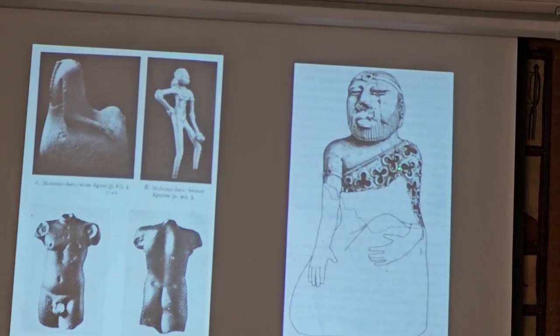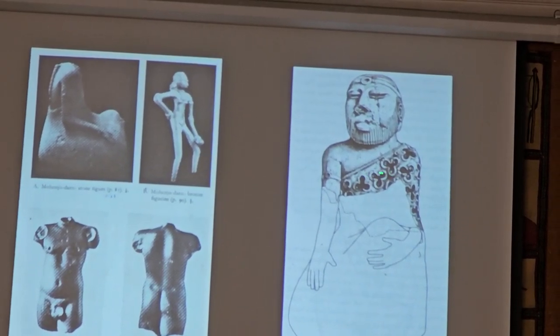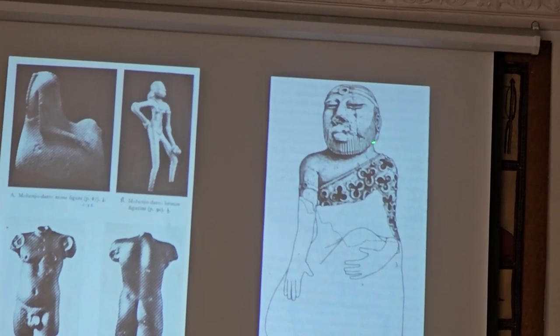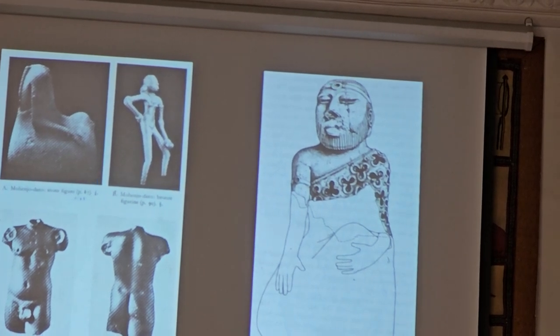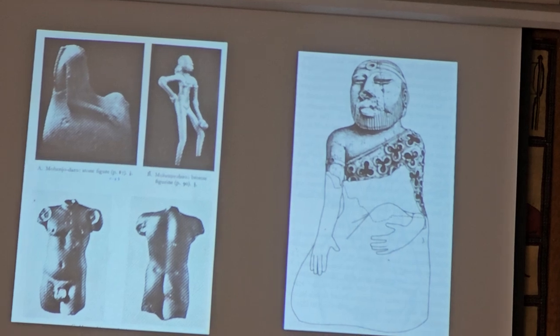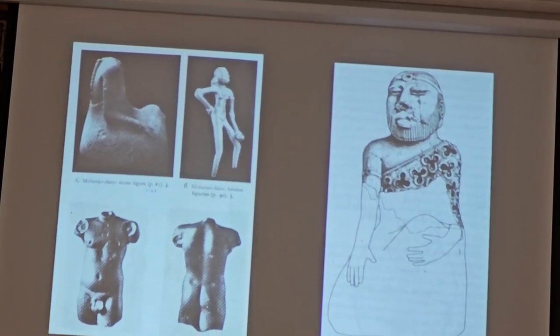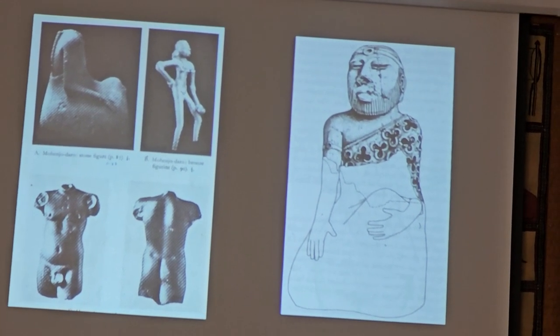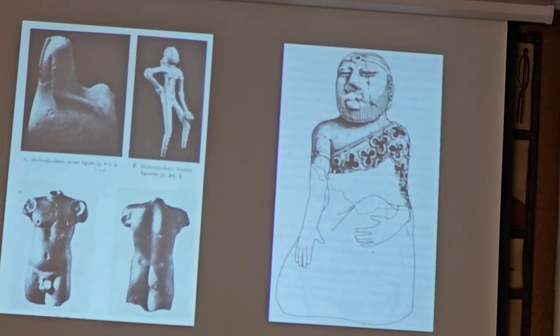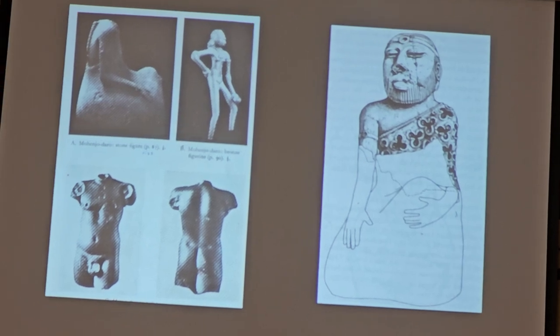Here you can see what type of dresses the people used to wear in ancient time, what type of get-up the people had, what type of headdresses the people used to have at that time. This is a unique sculpture, and it is giving us information about the social life of the people of the Indus Valley.